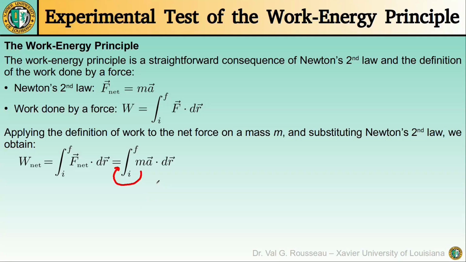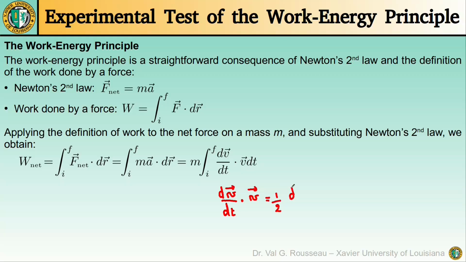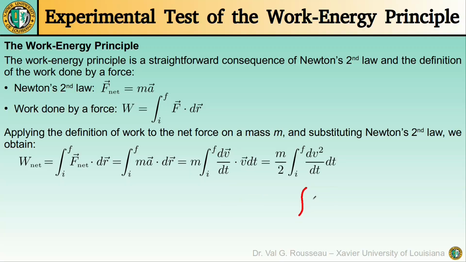Also, we can use the fact that the acceleration is the time derivative of the velocity, and the infinitesimal displacement dr is the velocity times the infinitesimal time dt. Next, we can use the fact that the dot product of the time derivative of the velocity with the velocity is equal to 1/2 of the time derivative of the speed squared. And finally, we can use the fundamental theorem of calculus to replace the integral of the derivative of a function by the change of the function.